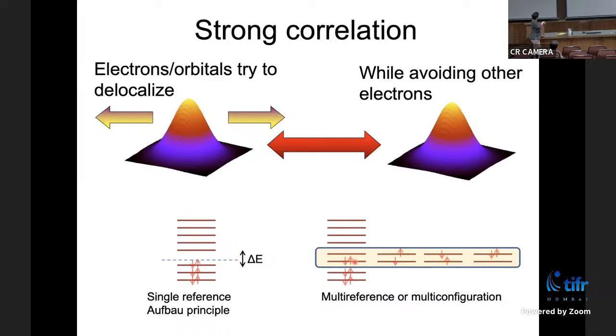And you can notice where these multiple references of electrons, or multiple configurations of electrons, will become important: when the valence space, or the orbitals around the HOMO and the LUMO, are very closely spaced. When they're closely spaced, essentially you will need to consider more and more of them. And when I say more and more of them, that's where the problem comes about, as I will show in the next few slides.